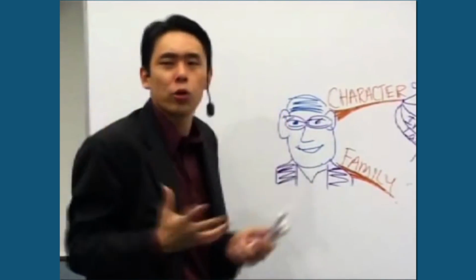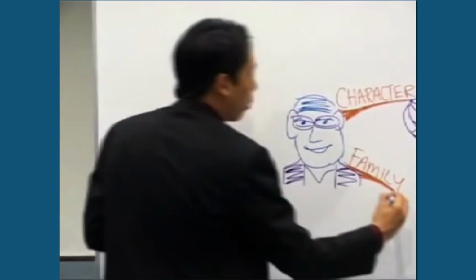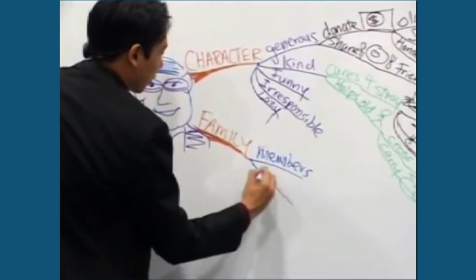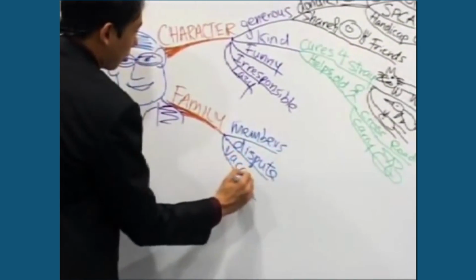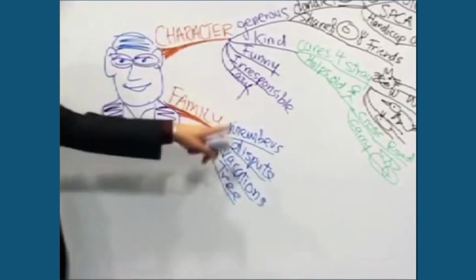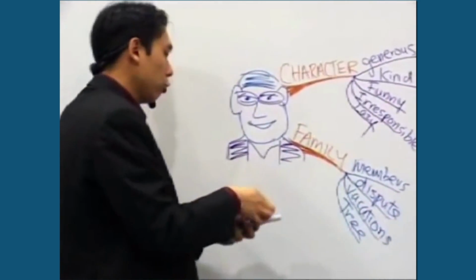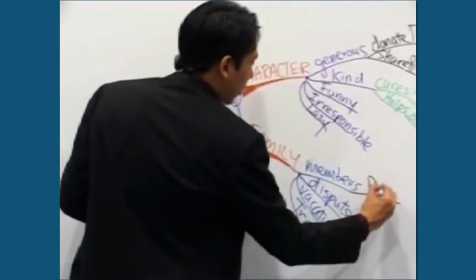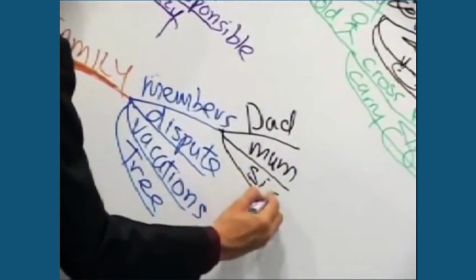Now, there's so many things to talk about Johnny's family, but again, you could subsection it into certain categories. For example, under family, you could talk about family members, family disputes, family vacations, family tree, right? These are all possible major main points. So again, under family members, could you further branch it out? Yeah, could further branch out members into dad, into mom, into sis, right?